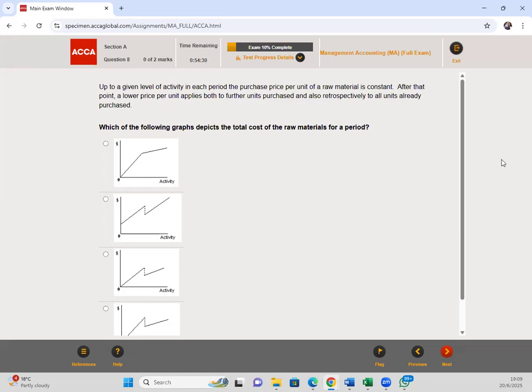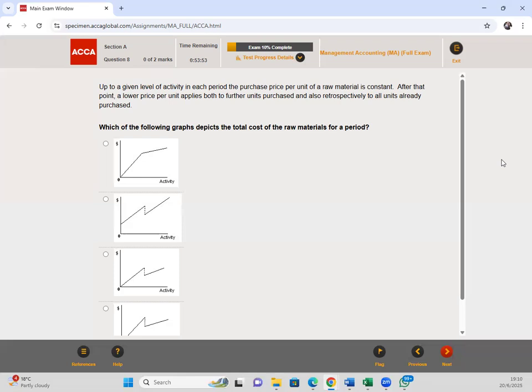The material price is not changing. It's constant. After a point, a lower price per unit applies to both the further units purchased and the retrospective units. Retrospective means those that we bought already. So we are saying after a certain point, the price per unit is going to drop. So the price is variable, but after a certain point, it's going to drop.